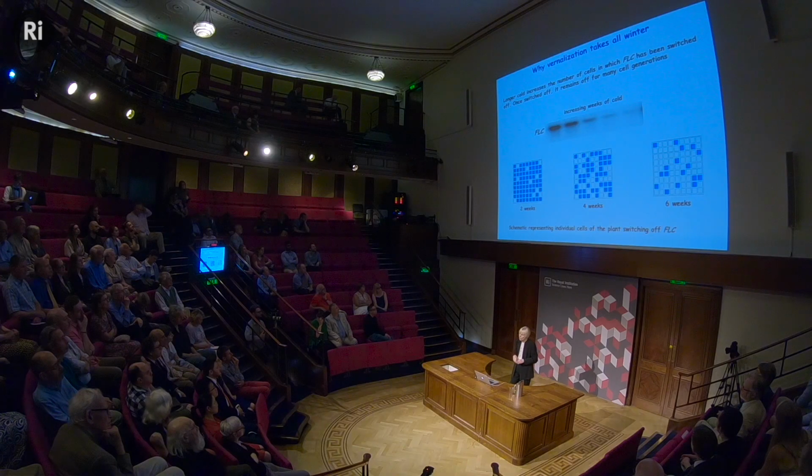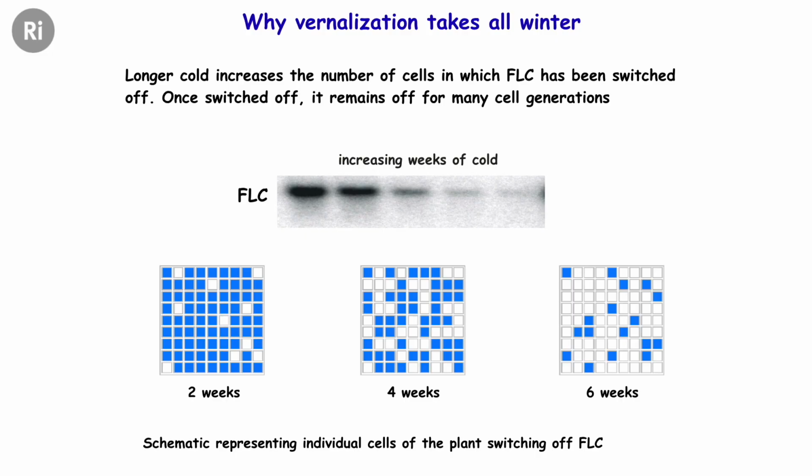Shall I switch my FLC gene off? So now I haven't drawn a plant here, I've drawn a box, and each little box is a cell. If the gene is on, we've color-coded it blue, and if the gene is switched off in that cell, it's now white. And what we see is that each cell makes that decision to switch FLC off independently.